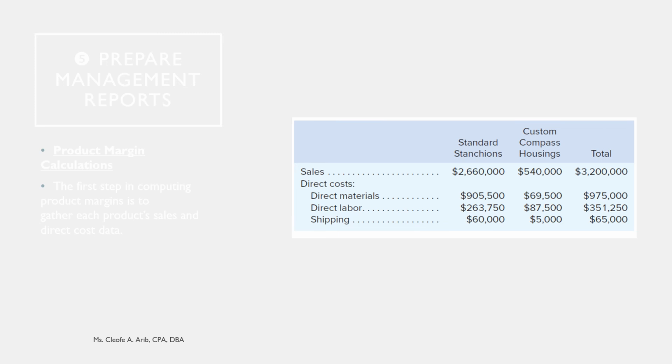overhead costs previously computed. Now, your pertinent sales and direct cost data for each product are shown on this slide. So, you have sales and direct cost given for standard stanchions as well as for your custom compass housings. Notice that the numbers in your total column agree with the income statement that we see in Exhibit 7-2.